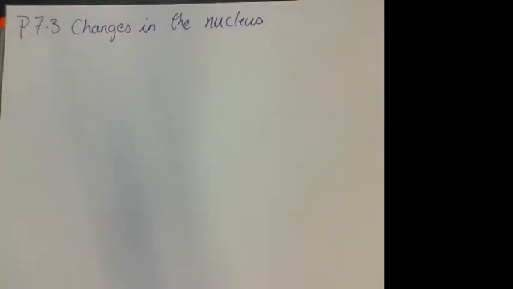Okay, so P7.3, changes in the nucleus. So I'm going to talk to you about 3 different types of radiation: alpha, beta and gamma. But before we can get onto alpha, beta and gamma radiation, we need to understand the nucleus.